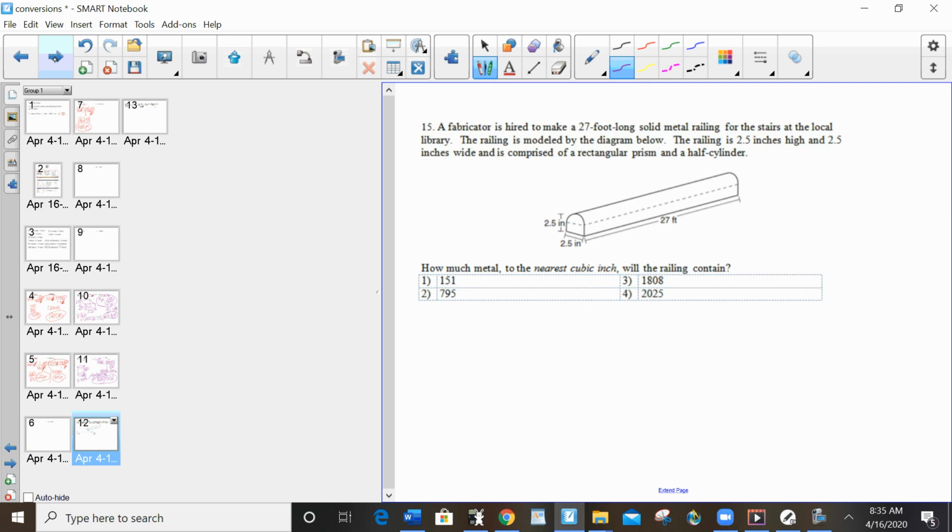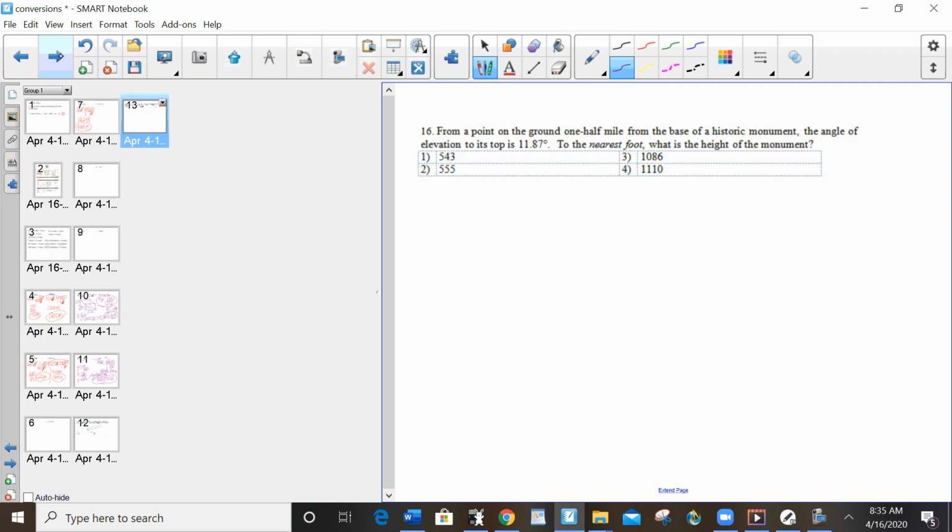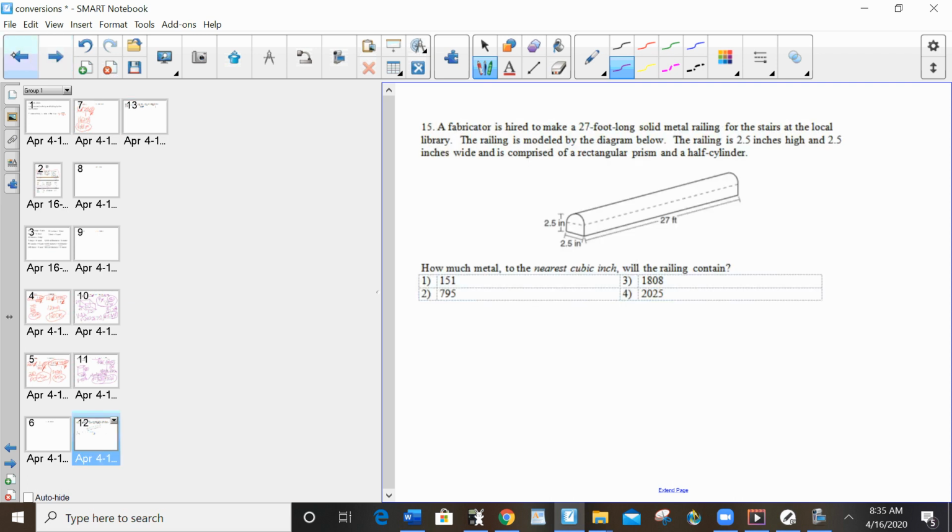I got 2 left for you here. I'll let you do 15 on your own. Just as a hint, there's compound volume here, and because it wants the answer to the nearest cubic inch, I'm going to have to convert feet to inches. I'll let you try that one on your own.